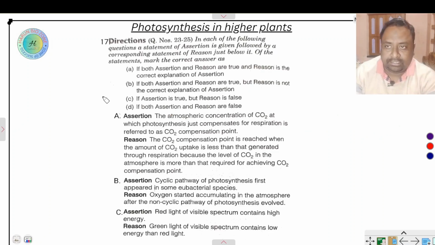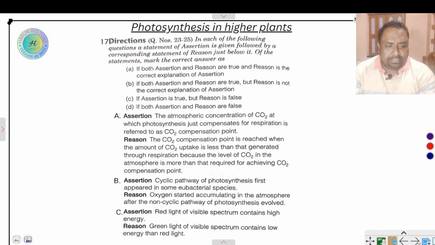Next question is assertion and reason. Assertion: The atmospheric concentration of CO2 at which photosynthesis just compensates for respiration is referred to as CO2 compensation point. Reason: The CO2 compensation point is reached when the amount of CO2 uptake is less than that generated through respiration, because the level of CO2 in the atmosphere is more than that required for achieving CO2 compensation point.